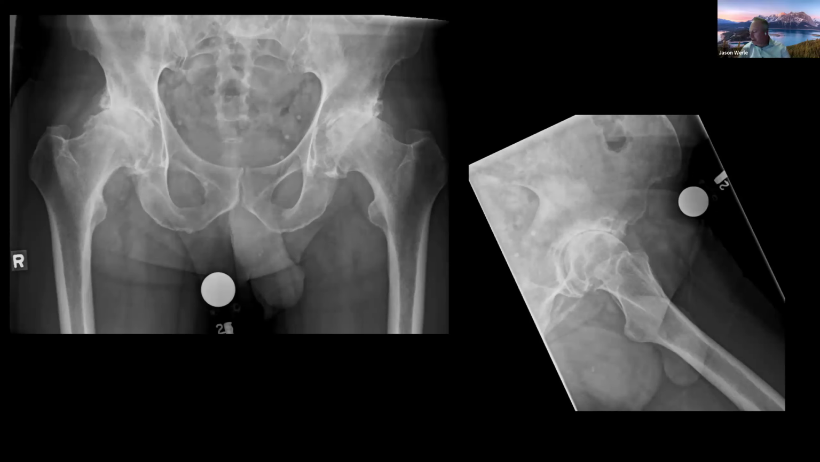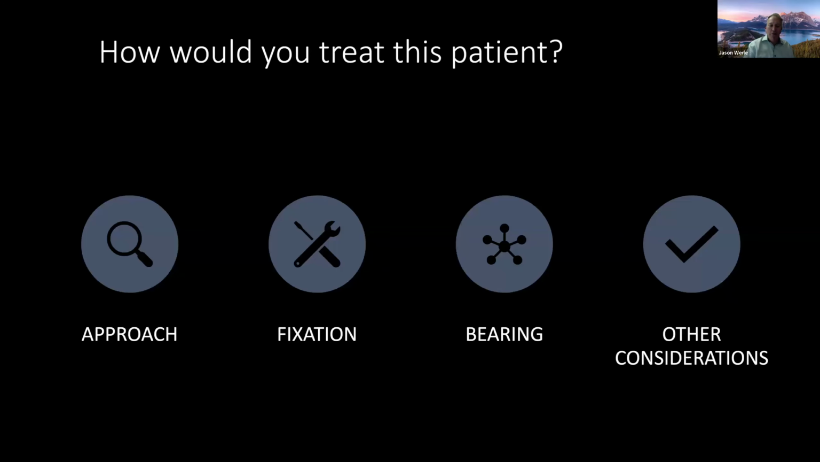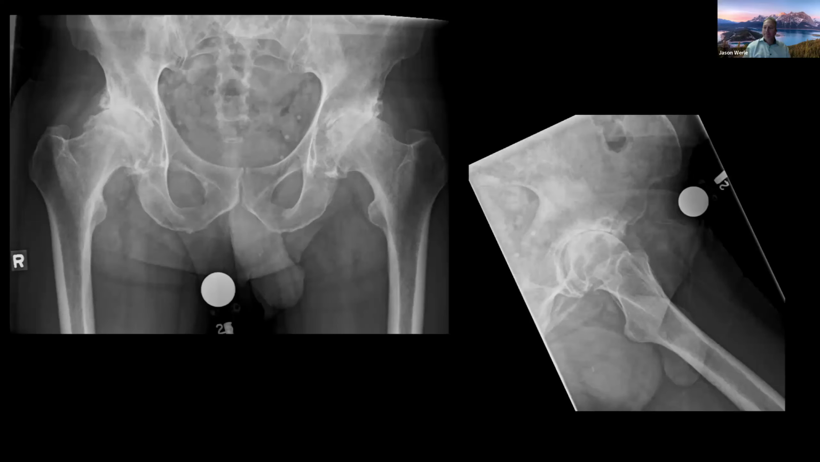I'll ask everyone's opinion. So the questions are: how would you treat the patient? What approach? What fixation? What bearing material are you going to use, and any other considerations? How old is he again? 67.